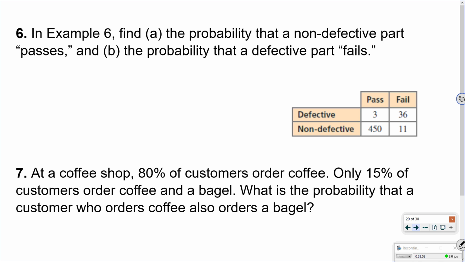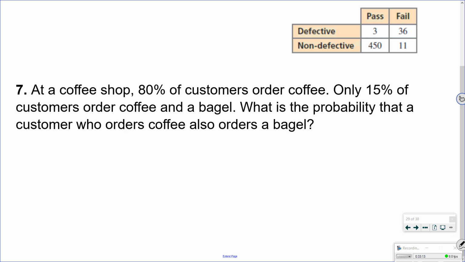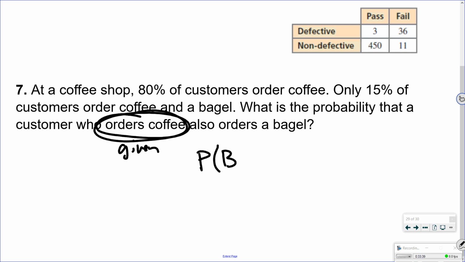These are tricky, so let's do one more of those. I'm going to do number 7. Number 6 isn't bad, you're just using that table. But 7 says at a coffee shop, 80% of customers order coffee. Only 50% of the customers order coffee and a bagel. What's the probability that a customer who orders coffee also orders a bagel? So what they're saying is you're looking at just the people that ordered coffee. That's the given right there. Right? You're only looking at those that ordered coffee. What's the probability they ordered a bagel? So I'm going to write that down. The probability that they ordered a bagel, given that they ordered a coffee.